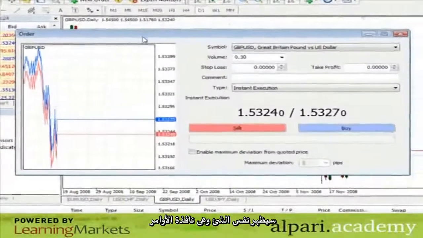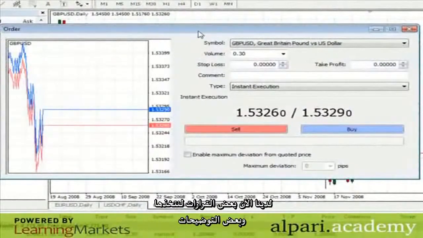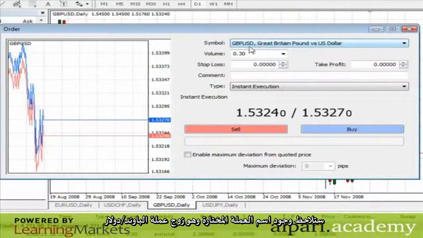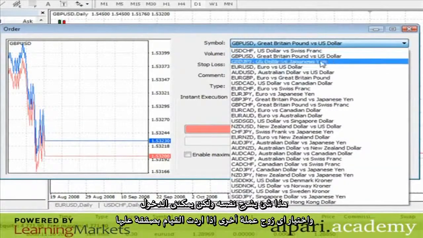The dialog box that opens is our order window. Now from here we have a few decisions to make and a few definitions to provide. You'll notice that I've got the currency pair that I'm interested in. This is my active window that has popped up. The pound-dollar, that's reasonably self-explanatory, but I could pull this down and select any of the currency pairs offered.